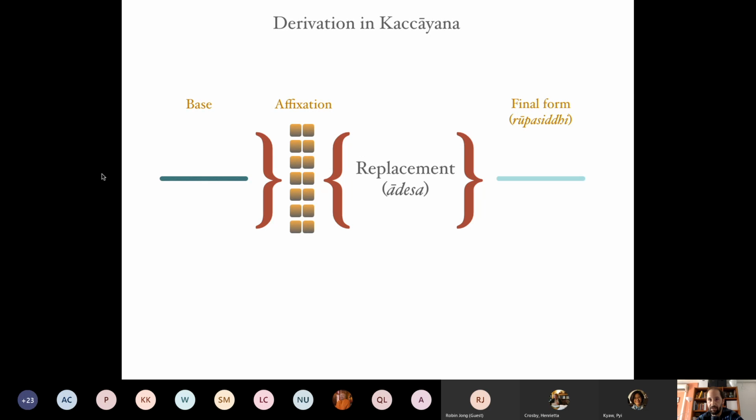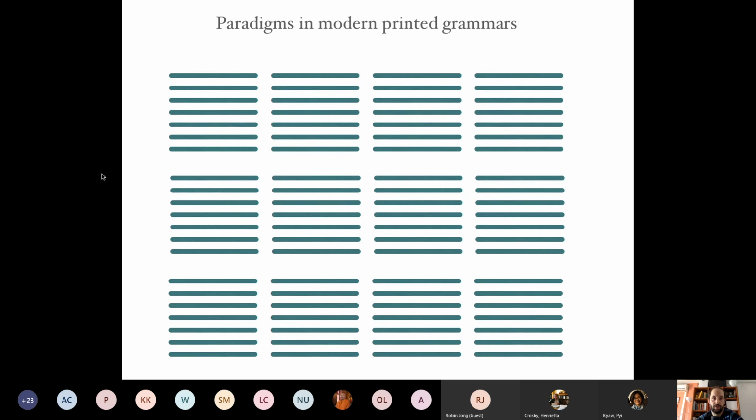You can see that in the traditional terminology. Rupa siddhi is a compound that doesn't really mean the final form, it means the completion of the form. So that is the aim of all this process of derivation. This is what you find in the reference grammars like Geiger and so on, or other grammars of the Pali that you might be using.